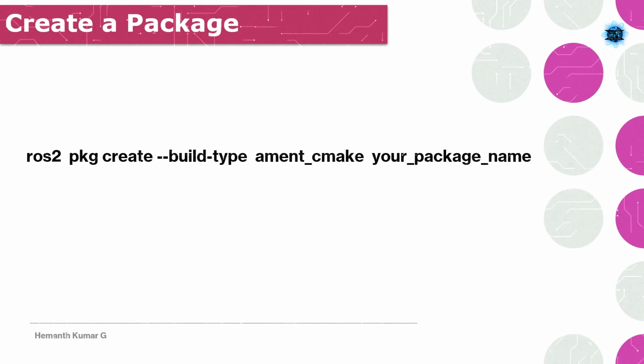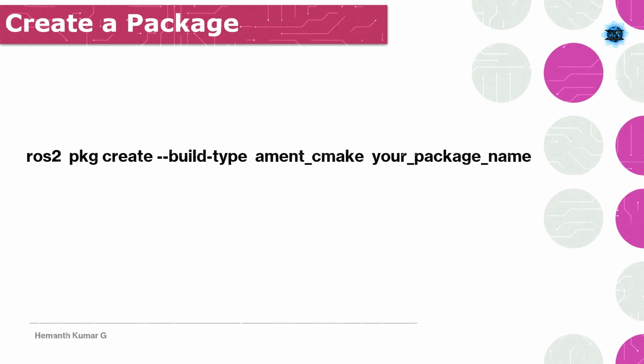ros2 pkg create is the main command used to create a new ROS2 package. It is followed by various options and arguments that specify the details of the package being created. Coming to --build-type ament_cmake, this option specifies the build system to be used for the package. What is a build system? Here it is ament. In this case, ament_cmake is specified, which is the build system used in ROS2 for building packages.